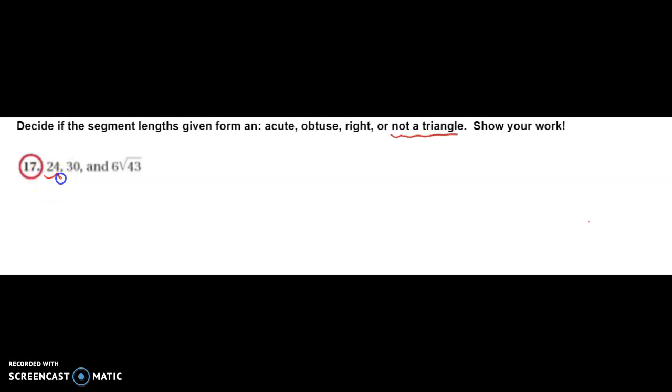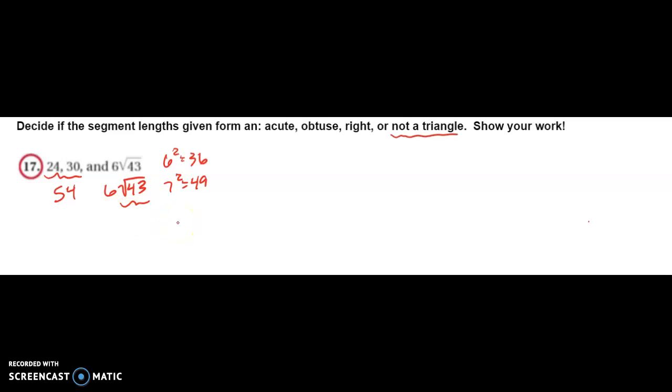So first thing I've got to check is, do the two smaller sides, 24 and 30, add to something that's bigger than the largest side? So again, we can estimate the square root here. That square root is going to be somewhere in between 6 and 7, because 6 squared gives me 36 and 7 squared gives me 49, and that number is somewhere in between those two.